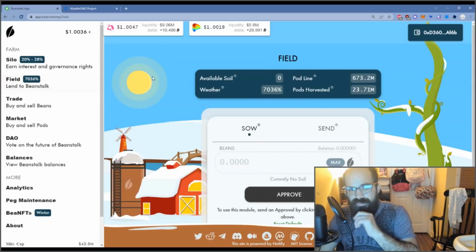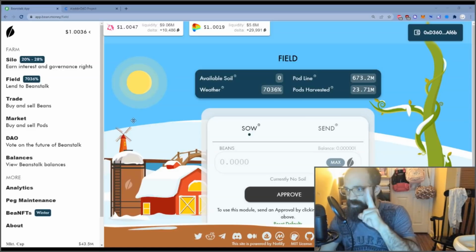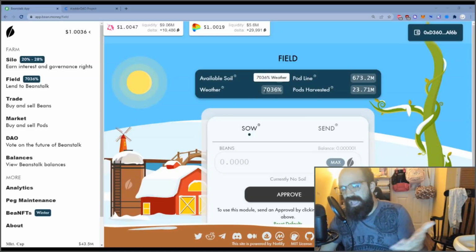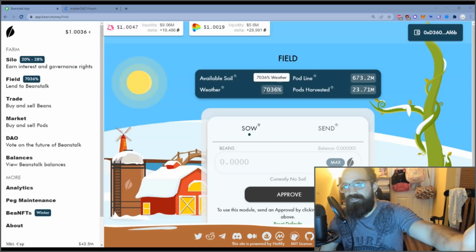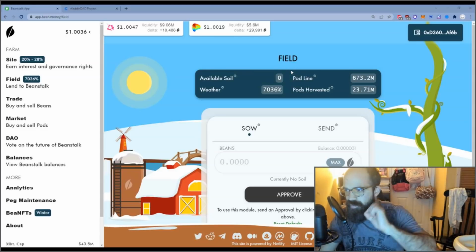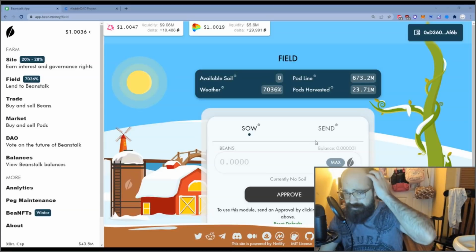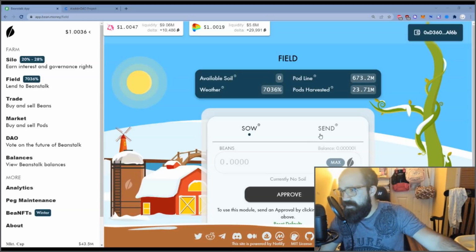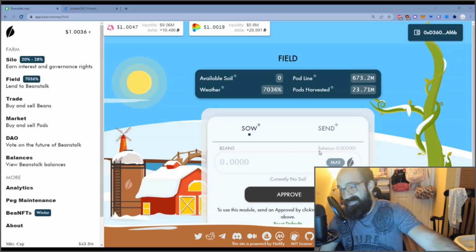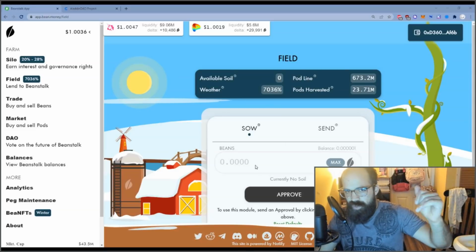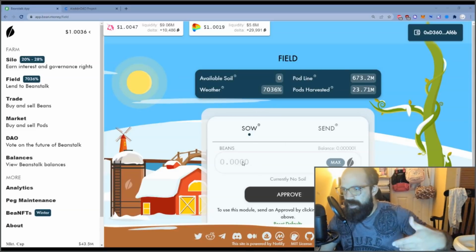Well, here you'll see available soil, which just means how willing they are to allow you to burn your bean for pods. What are pods? If you're familiar with bonds, like T-bonds, it's the same thing, but a little different. So when there's available soil, you can burn your beans for pods.